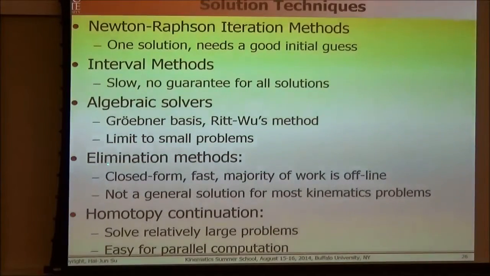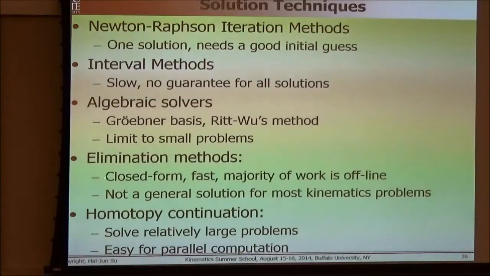Elimination method is something that I used to work a lot on. This method can give you a very fast solution, but it's not a general solution to most kinematics problems. Most of the time, you end up having to use your experience and do a lot of trial and error finding the result and the matrix, which is a tedious and heuristic process. And the second one is more general.